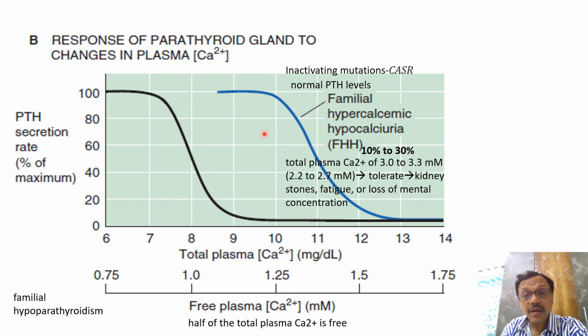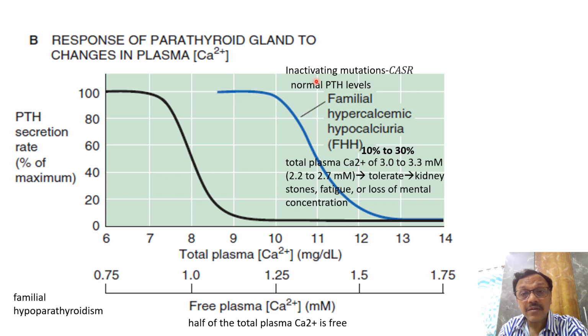Now what is the problem in this type of patient? There is a mutation in the calcium sensing receptor. So the calcium sensing receptor is working at a very low level, an inactivation mutation is there. Okay, so there's a loss of function of the receptor, not gain of function.